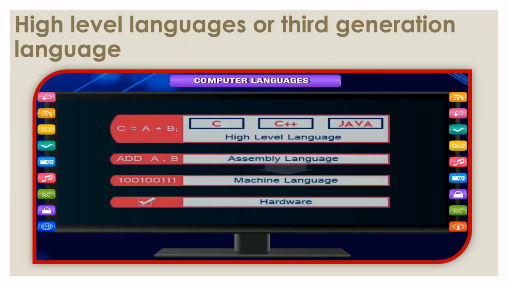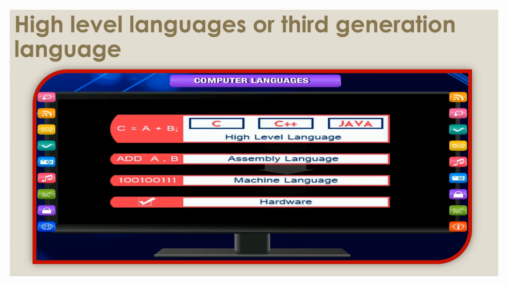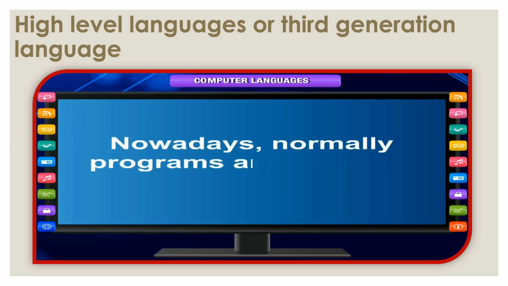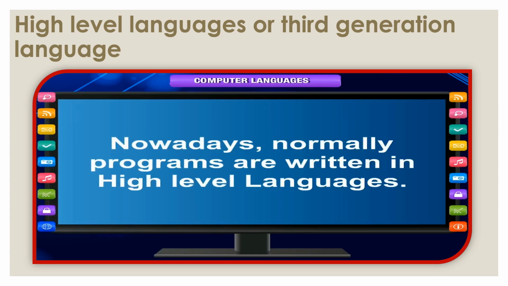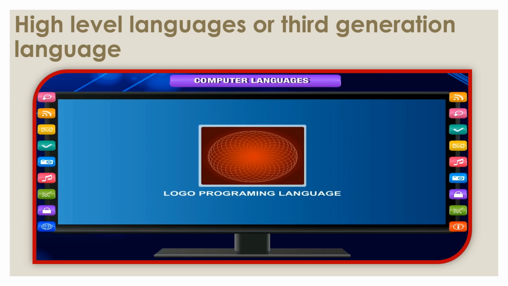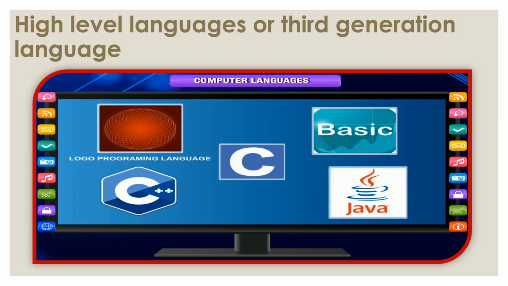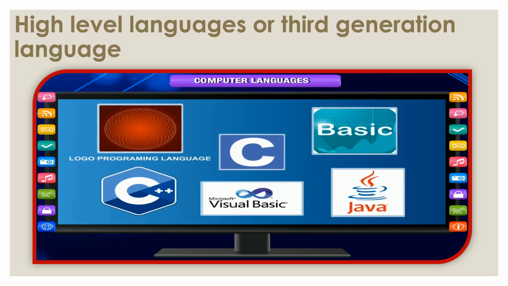High-level language. High-level languages use English words to give instructions to the computer. A software program called an interpreter is used to translate high-level language into machine language that a computer can understand. Nowadays, normally programs are written in high-level languages. Some examples of high-level languages are Logo, Basic, C, C++, Java, Visual Basic, etc.